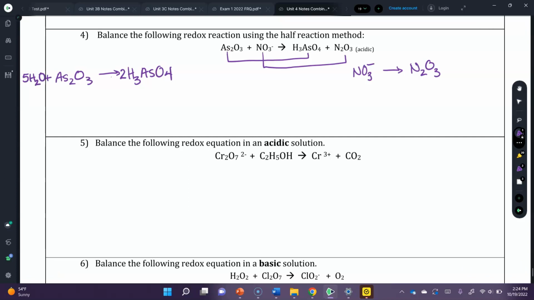So first you balance atoms, not hydrogen and oxygen. Then you balance oxygen by adding water. Finally, you balance hydrogens by adding hydrogen ions. So I see I have 6 hydrogen ions here and 10 on the other side. So that means that I need to add 4 more hydrogen ions. So that way I have 10 hydrogen ions on both sides of the reaction.